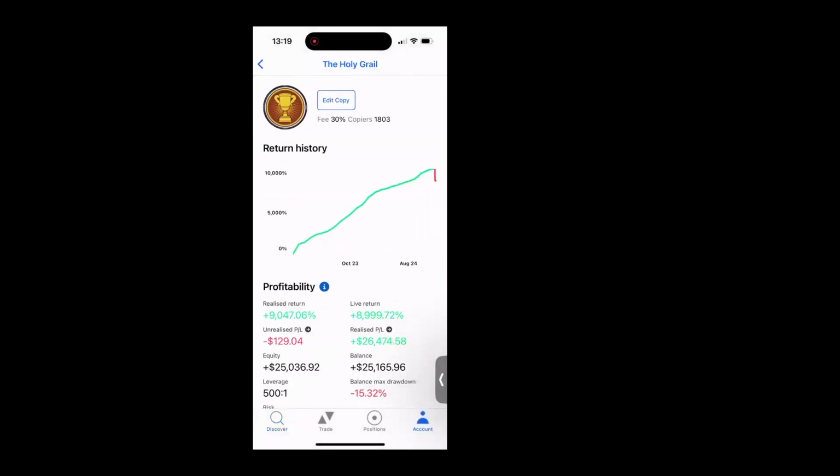And so that means that whenever the Holy Grail opens a trade, I will open the trade. Whenever he closes the trade, I will close the trade. And we're not talking about minutes or seconds. We're talking about milliseconds. That's in order to make sure that you emulate the same returns as a signal provider to the best possible circumstance.